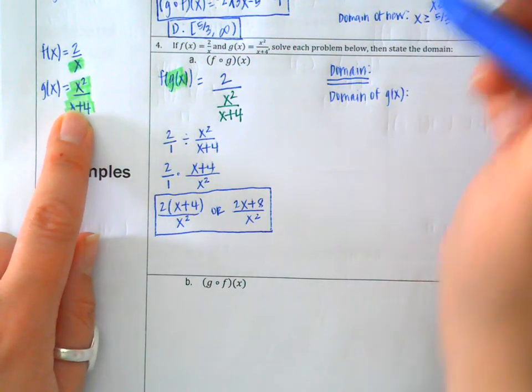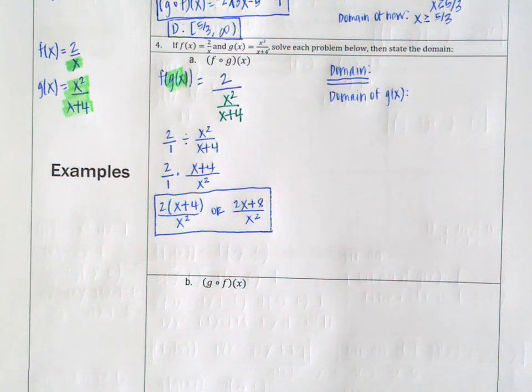And so we're thinking, okay, is this a polynomial? Is this radical? Or is this rational? And I already said it in the beginning. These are both rational. They have a variable in the denominator. So remember, when it's a rational, we need to find the excluded values.